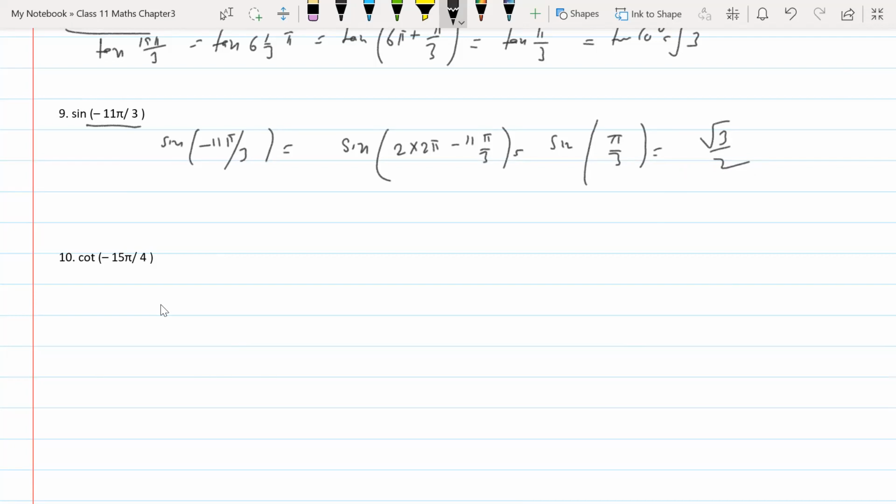Cot minus 15 pi by 4. It repeats after an interval of pi, that is 180 degree. We can write it as cot of 15 pi by 4, or it is 4 pi minus pi by 4, which is cot 45 degree, and it is equivalent to 1.